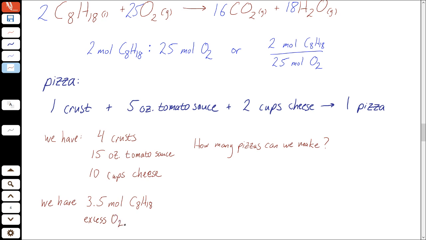And we have excess oxygen, so we just have plenty of oxygen, all the oxygen we need. We don't need to worry about how much oxygen there is. If we have 3.5 moles of octane and plenty of oxygen, how much CO2 can we make?